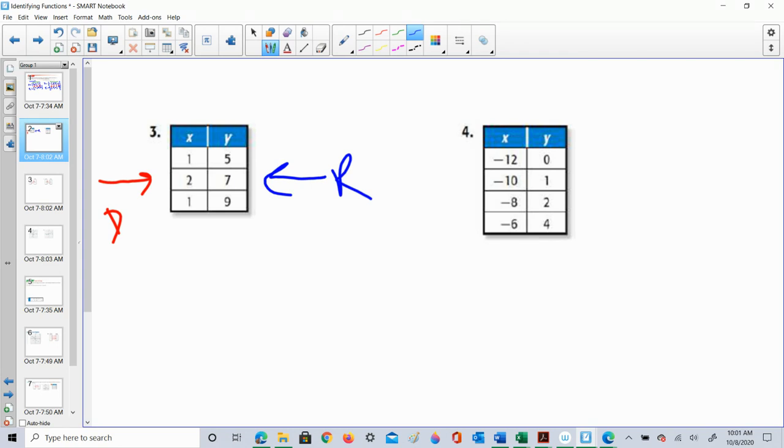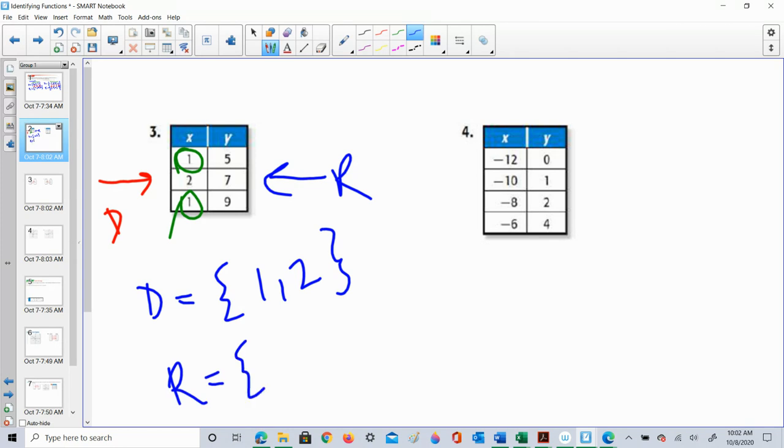Do any of the numbers in that left column repeat? Yes, they do. We have a 1 and we have a 1. If we wrote this out as a set, which sometimes it's easier to see, domain is equal to 1, 2. Now be aware you don't have to write that 1 twice when you're writing the domain, but watch what happens. Our range is equal to 5, 7, and 9.